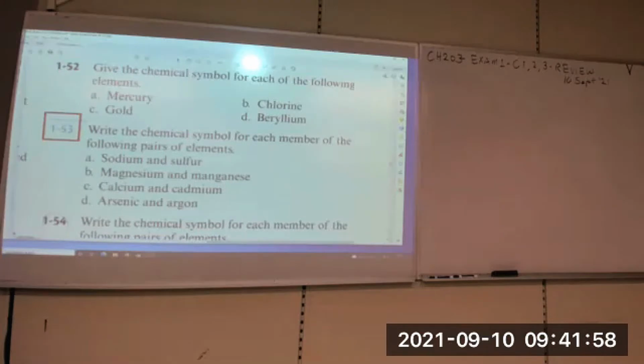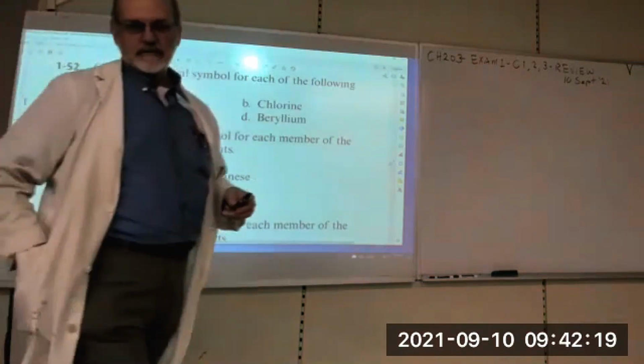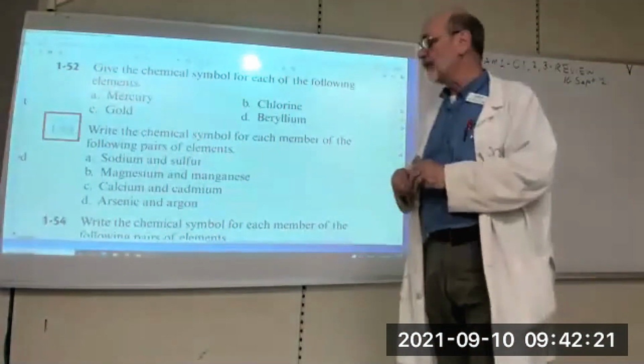How about your chemical symbols? You feel comfortable with those? You've done the flashcards till you're bleary-eyed? Okay, that's good. Write the chemical symbol for each member of the following pairs of elements. I put the ones in here that are very often confused. It's easy to get them mixed up.